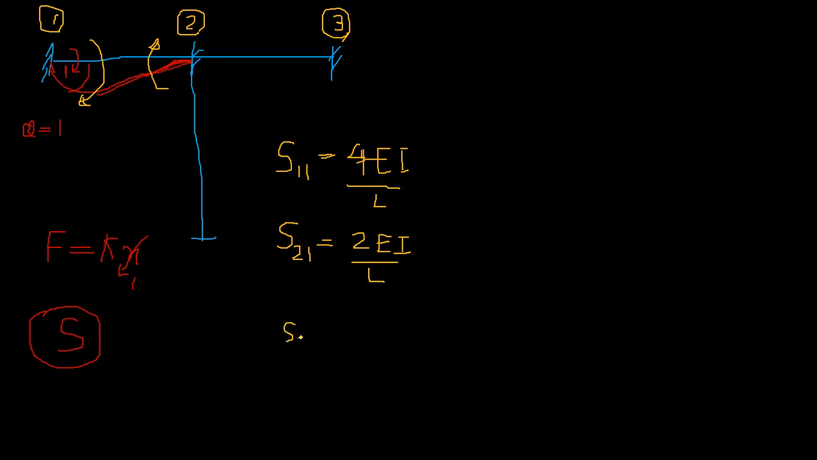Then S31 is going to be 0. Nothing happens to this beam, right? So this is the total bending moment at this joint. Just remember. So the actions.